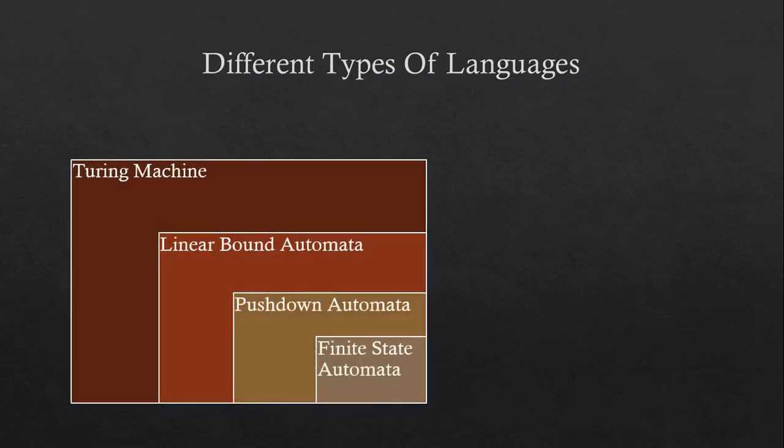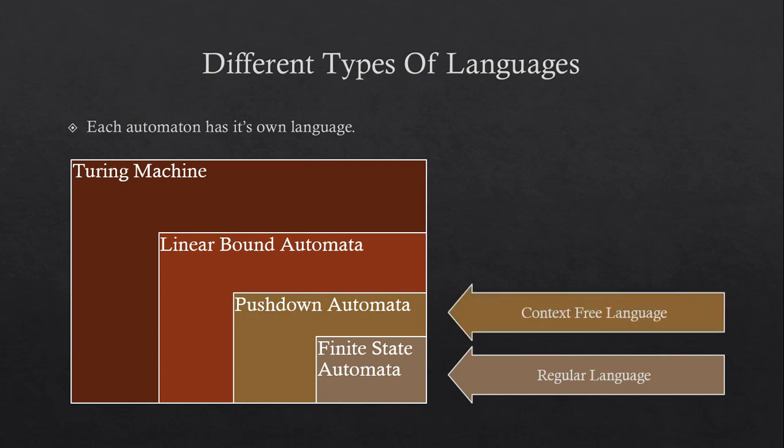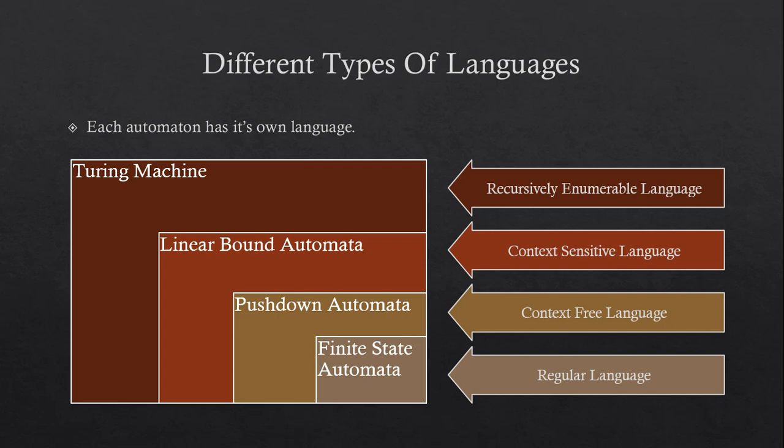So let's start. I know we have seen this diagram before, I believe in the second lecture. So we know there are 4 different types of automata, each one more powerful than the one beneath it. And now we also know that each automaton has its own language. So these 4 types of automata have 4 different types of language that they accept. At the very bottom, we have regular languages. And then we have context-free languages and context-sensitive languages that are accepted by push-down automata and linear-bound automata respectively. Finally, we have what's called a recursively enumerable language or the unrestricted language that is accepted by the Turing machine.